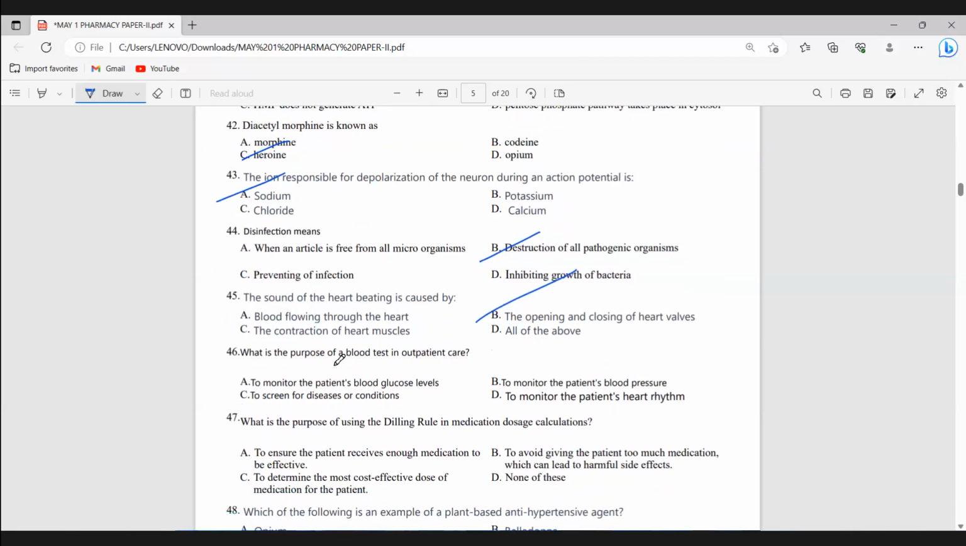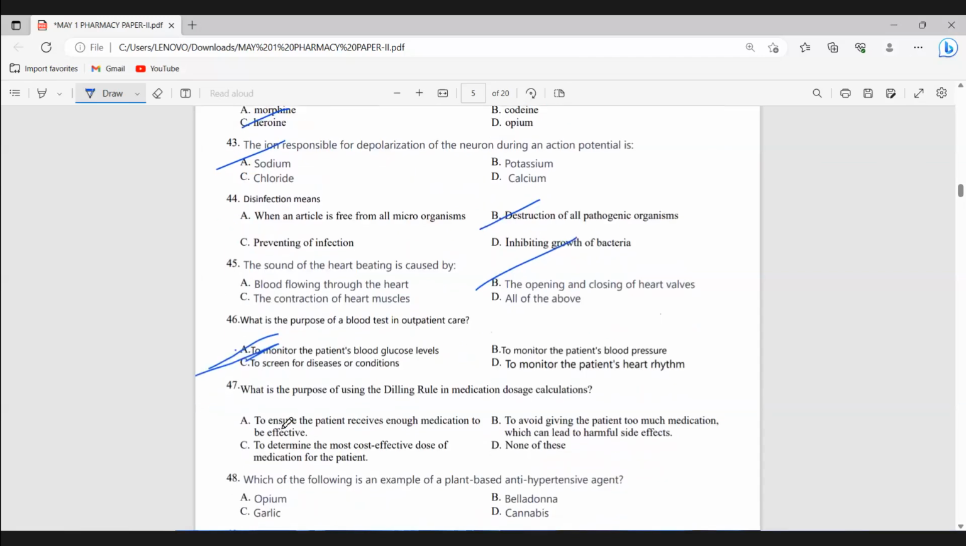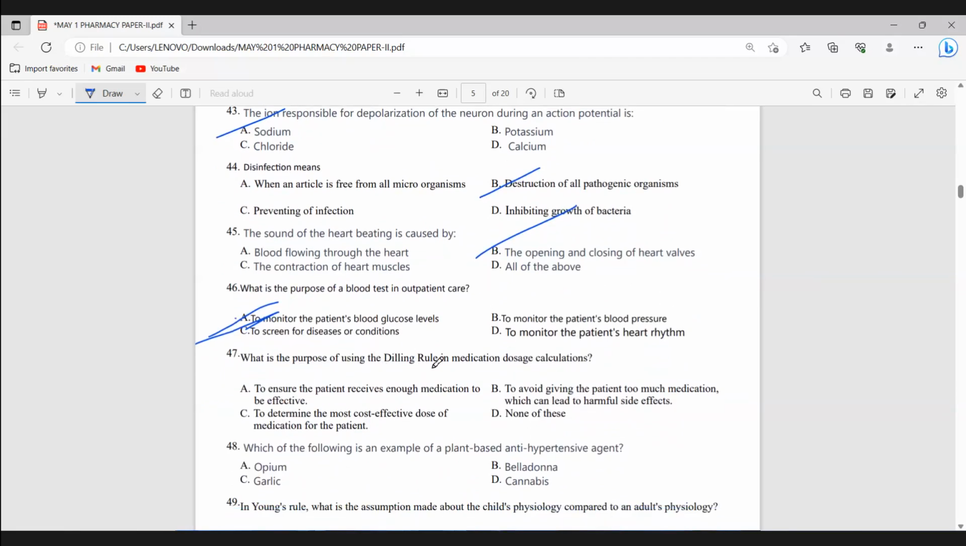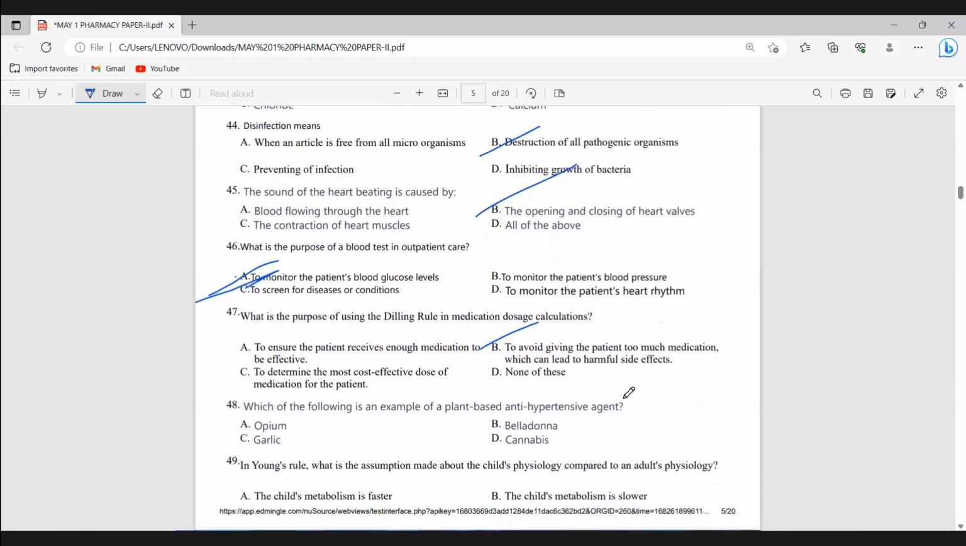Then 46, the purpose of a blood test in outpatient care: to monitor the blood glucose level as well as to screen the disease or any condition. Both A and C are correct. Then 47, what is the purpose of using Dilling's rule in medication dosage calculation? To avoid giving the patient too much medication, which leads to harmful side effects, is your answer.